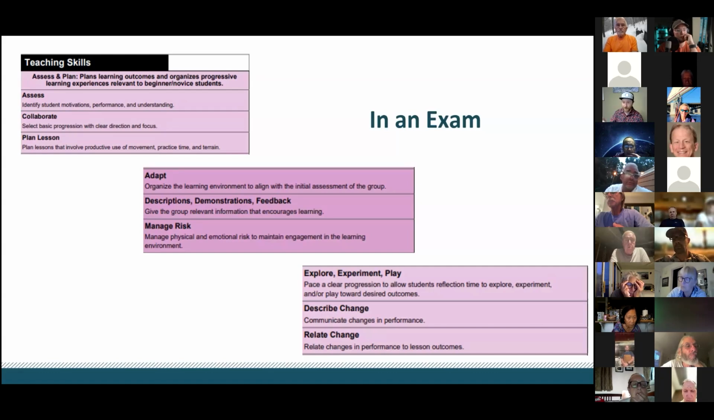That's not the only way to pass, right? You can pass because you could adapt and we don't know, right? You could make a change to manage the physical risk. You could experiment on something. It just seems like you're sticking with your original plan.